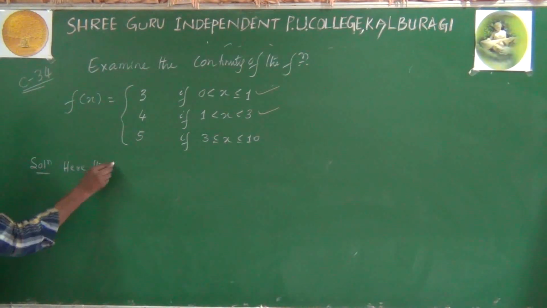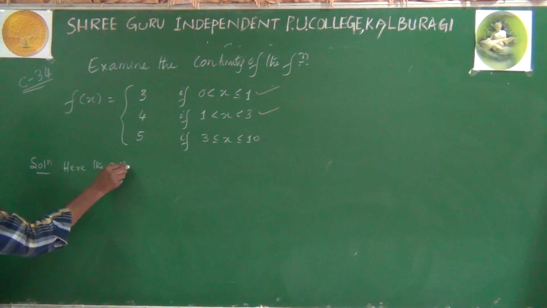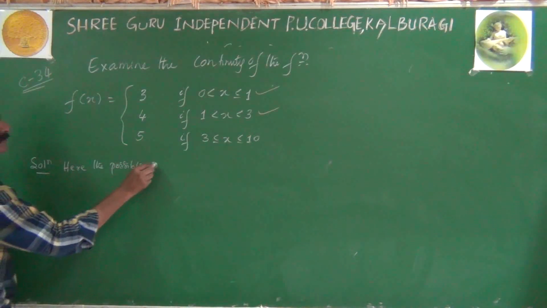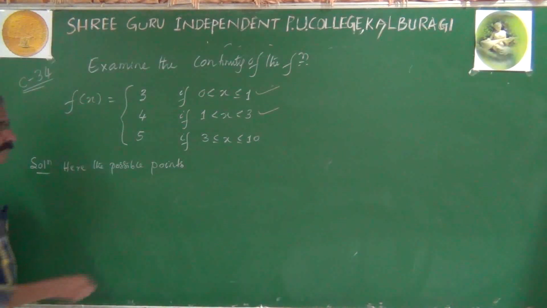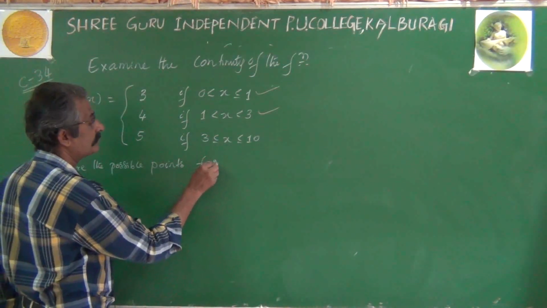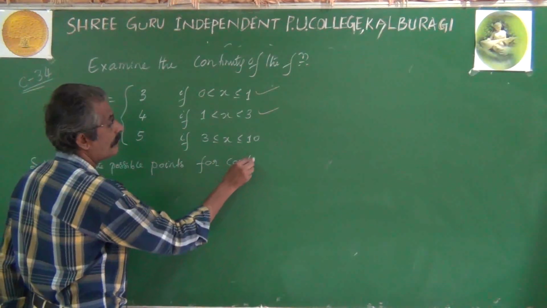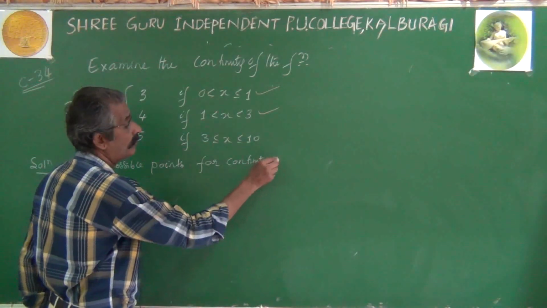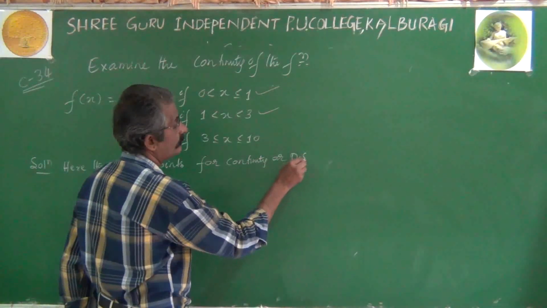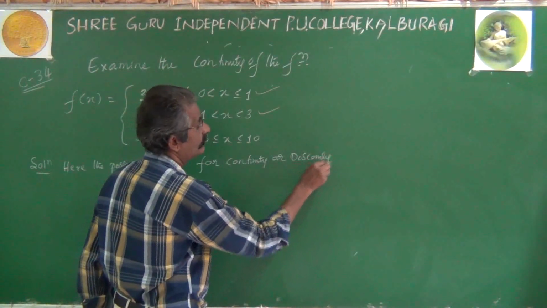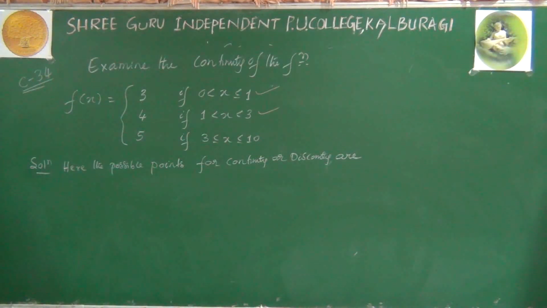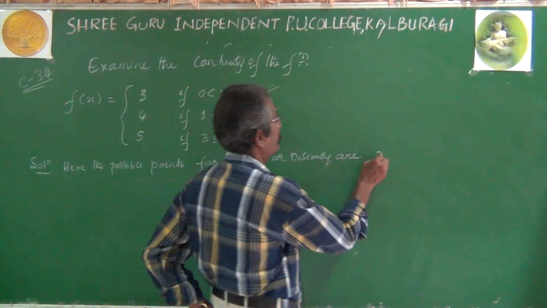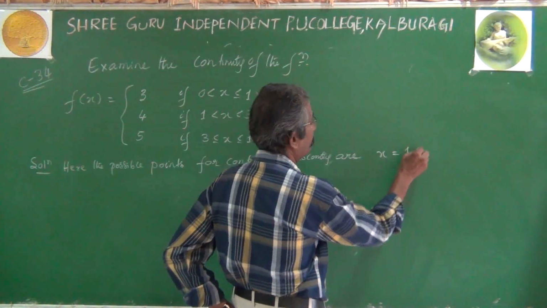Here, the possible points for continuity or discontinuity are x equal to 1 and x equal to 3.